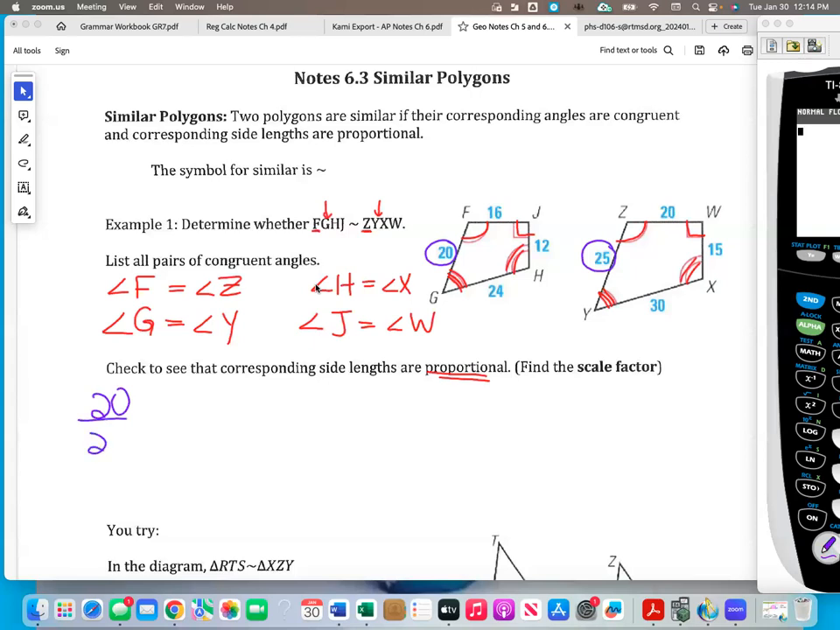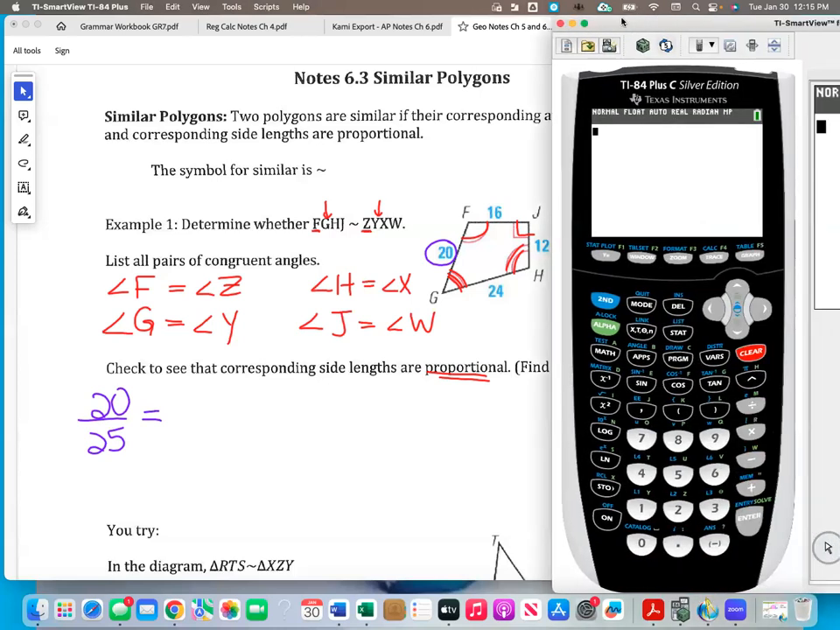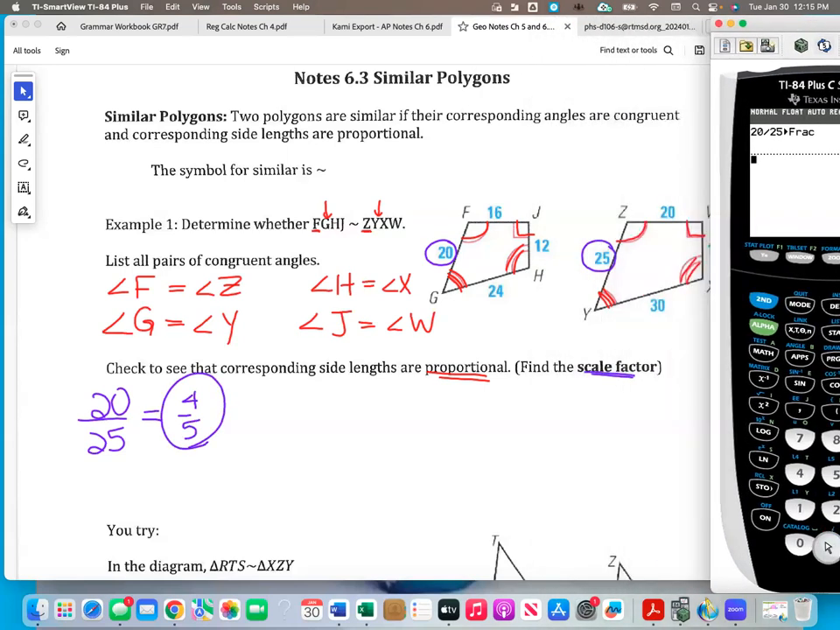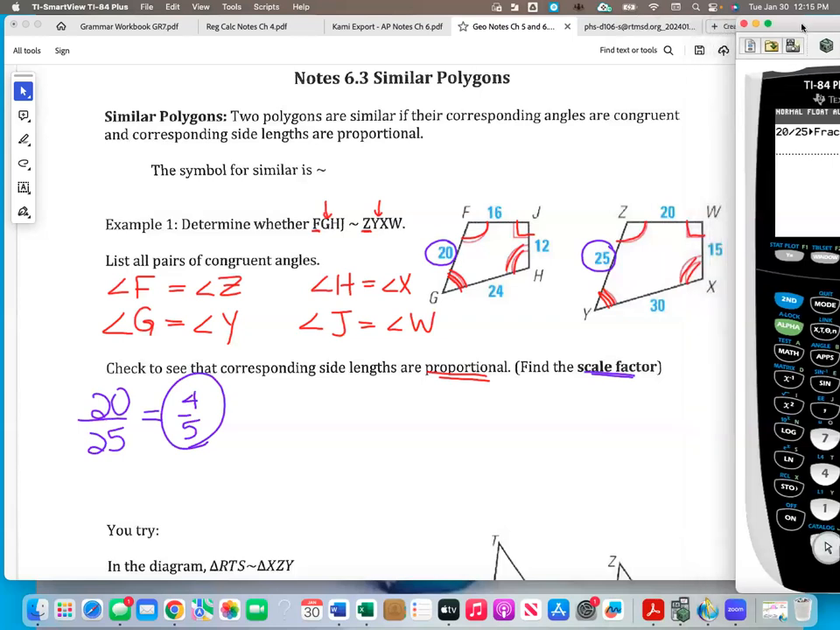So 20 over 25. Remember, we talked about scale factor yesterday. Scale factor is that fraction reduced. So with your calculator, you're going to type in 20 divided by 25, and then just reduce the fraction. It's math and number 1. Right, gives us 4/5. So this first pair of sides reduces to 4/5. Now we just need to check that the other sides also reduce to the same fraction here.